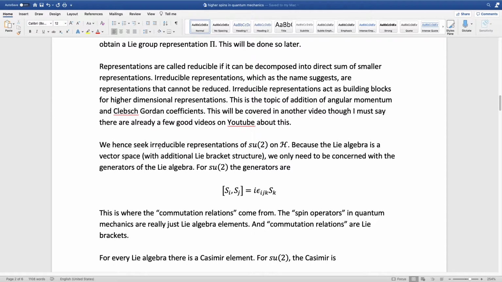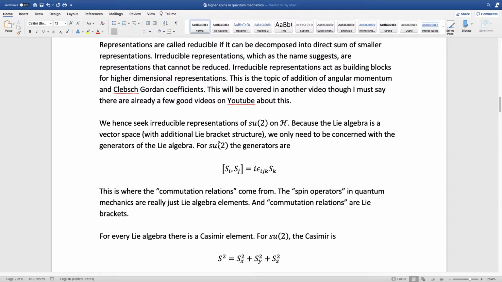Hence, we seek irreducible representations of SU(2). So once we obtain the building blocks, we can build higher dimensional representations. But first of all, we need to find the building blocks. Because the Lie algebra is a vector space with a Lie bracket, we only need to be concerned with the generators of the Lie algebra.